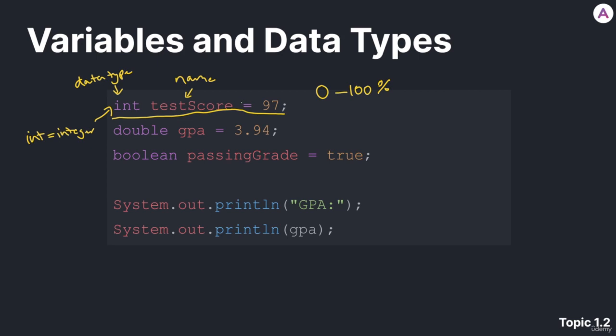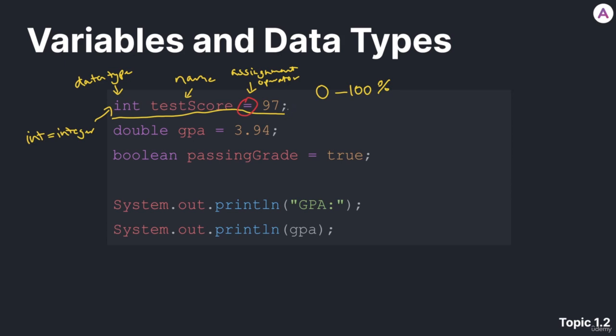And now you see this equal sign right here. And this equal sign may not be the equal sign you see in maths. This int testScore is not equal to this 97 we see here. It's an assignment operator, and what it does is it basically assigns the testScore variable a value of 97. It does not equal, it's assigning. So the variable testScore, which is an integer, is assigned the value of 97.